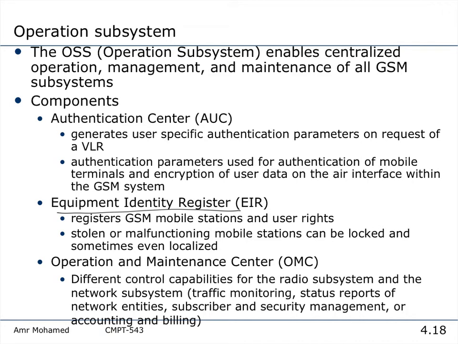But this one has a different responsibility. It is responsible for creating whitelists and blacklists, basically, which are used to protect the mobile station. So if a mobile station is stolen, the subscriber will report the fact that it is stolen, and then I put it in the blacklist. So whenever a person tries to use this phone and connects to the network, the operation subsystem will find out that it is part of a blacklist, so it will deny service to this user.